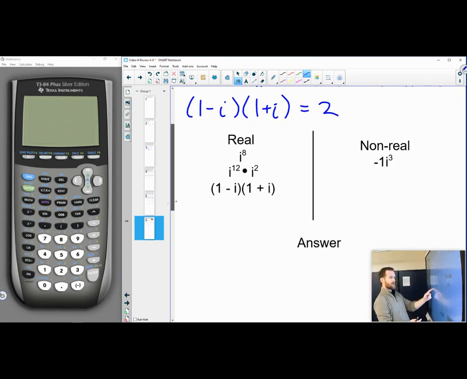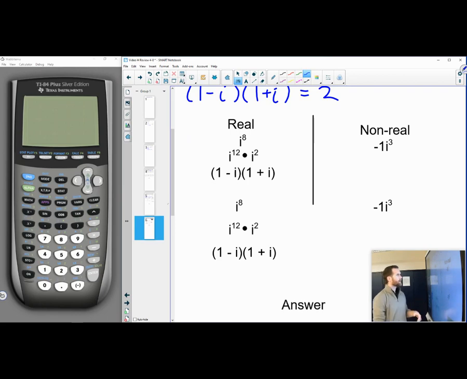Let's check the answer. And if we're right, we can end this video. i to the 8th, i to the 12th times i squared, and the complex conjugates are real, and negative 1 times i to the third is non-real. So we're good.